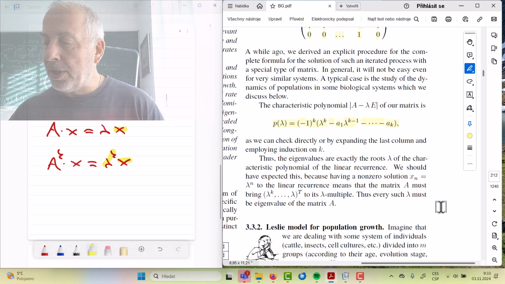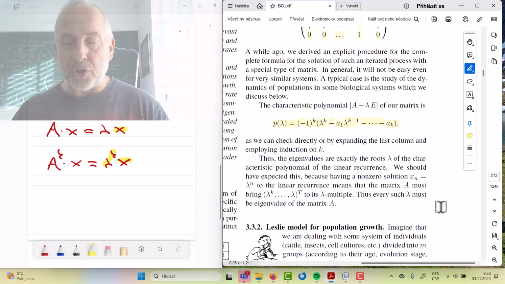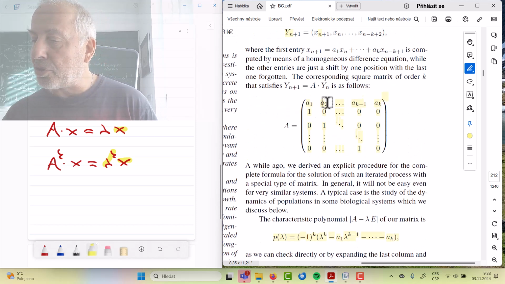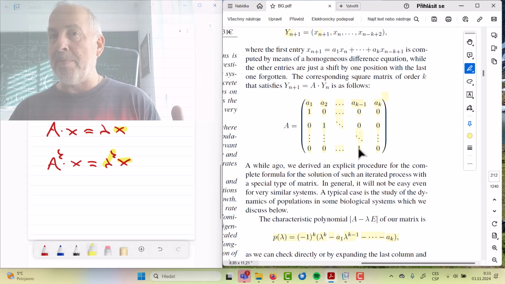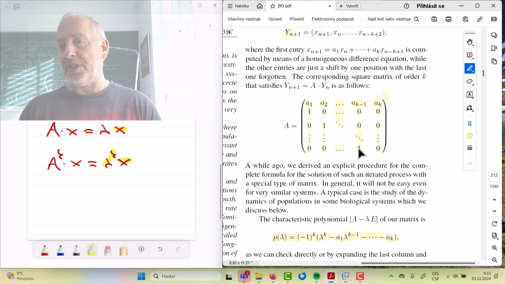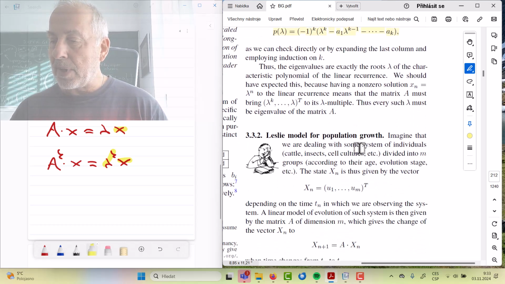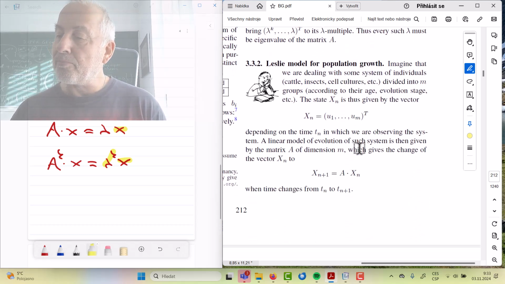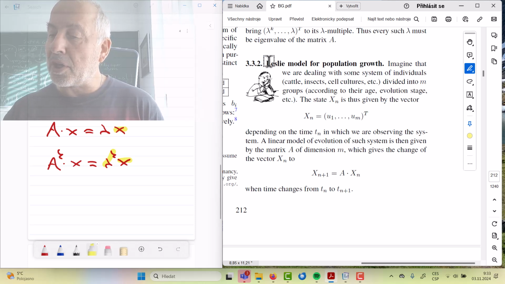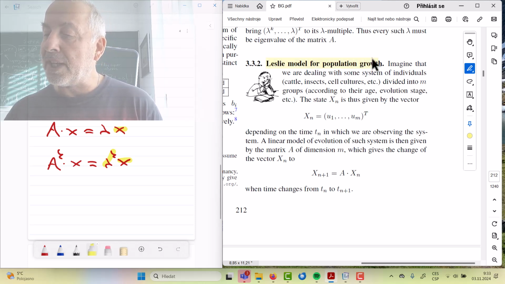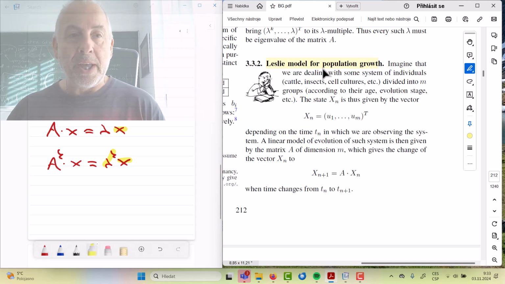And let's move on to a slight modification. Just have a look at this matrix. So that was the linear recurrence, the absolutely simplest one. And we mentioned already that it could be also seen as a population growth model. But there are better population growth models which are quite popular and successful in sociology, and that's the Leslie model for population growth.